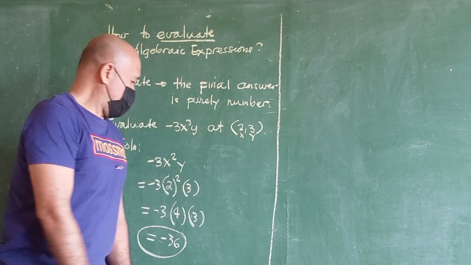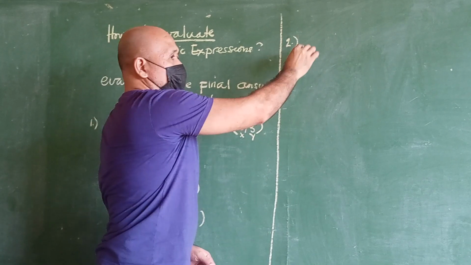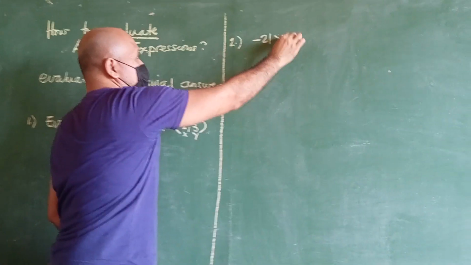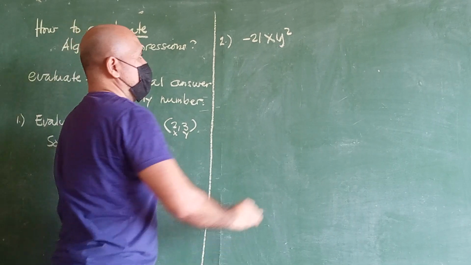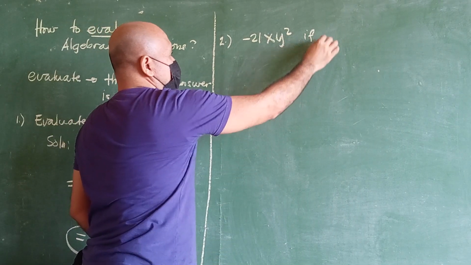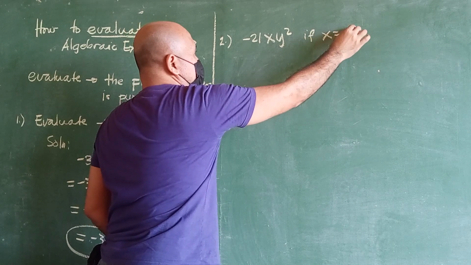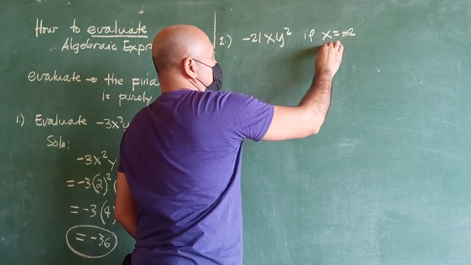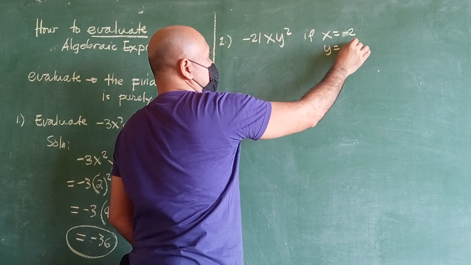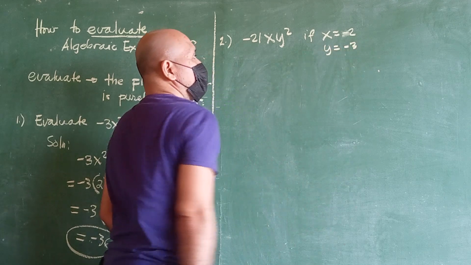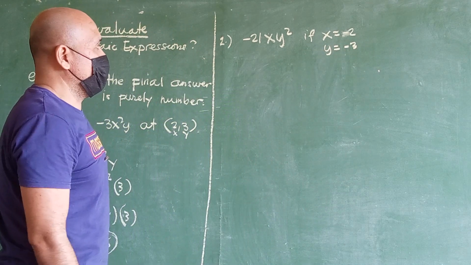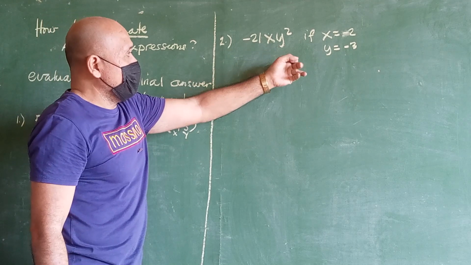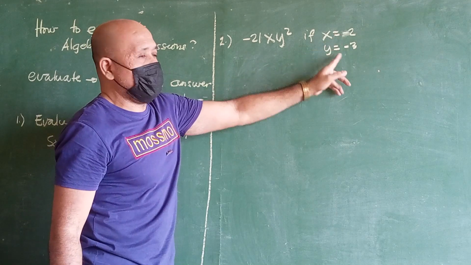Okay, another one. For example, you have negative 21xy squared, if x is equal to negative 2, and y is equal to negative 3. So how are you going to evaluate that, or what is the value of this expression, negative 21xy squared, if your x is equal to negative 2 and your y is equal to negative 3?